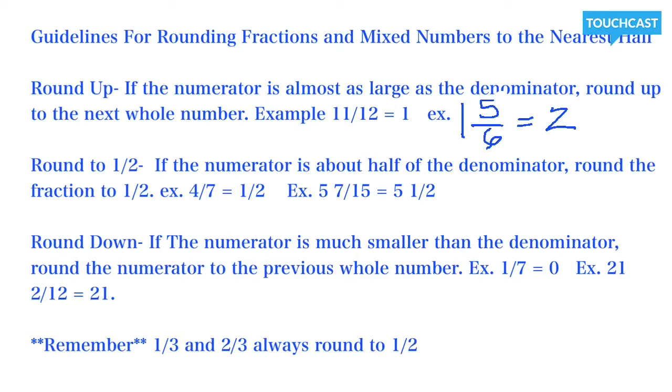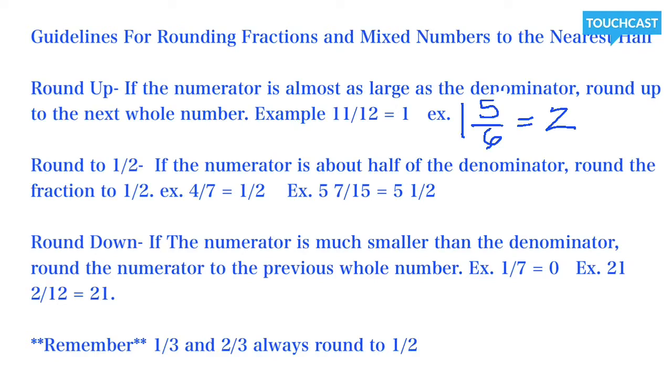Now, when do you round down? If the numerator is much smaller than the denominator, round the numerator to the previous whole number. Well, if you have an example like 1/7, the 1 is pretty far away from 7. So there is no whole number in front of that, so that would just round to 0.